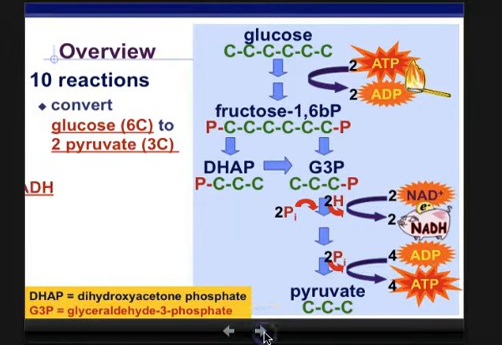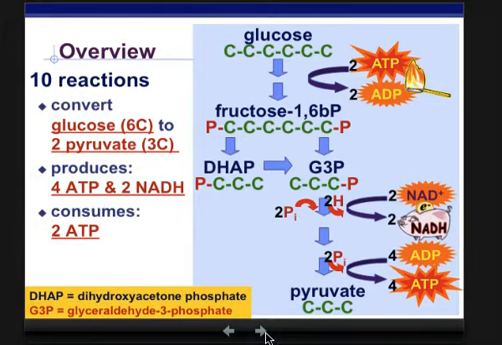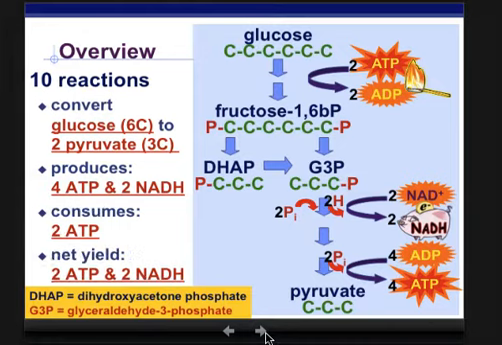So glycolysis produces 4 ATP and 2 NADH and consumes 2 ATP. So our net yield, meaning how does it all balance out, is that we're gaining 2 ATP and 2 NADHs out of glycolysis. And that's the bottom line of what to know here, that we're starting with glucose and ending with 2 molecules of pyruvate, and that our net yield is going to be 2 ATP and 2 NADH.